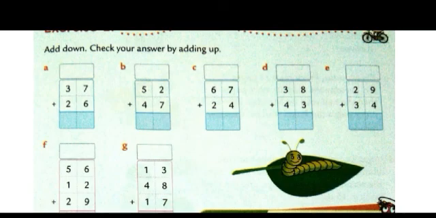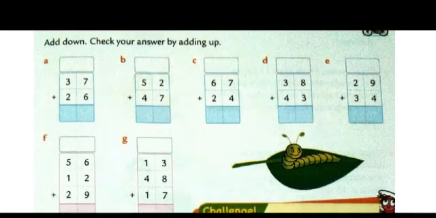First step is we need to add the ones column. So in the ones column, 7 and 6 are given. So 7 plus 6 is how much? Just take the bigger number and move forward as much as the number you have to add. Like you have to add 6, so move forward 6. After 7: 8, 9, 10, 11, 12, 13. So we will regroup it. 13: 3 will be written here, and 1 will be carried over to the tens side.